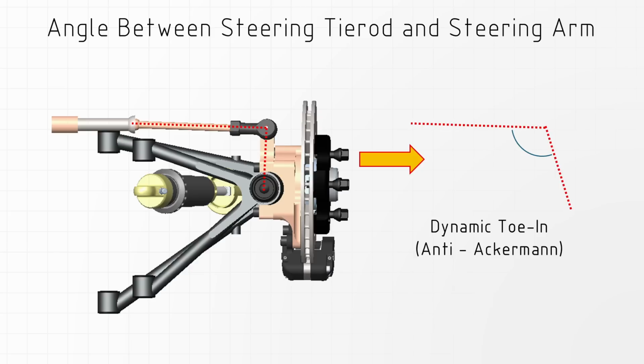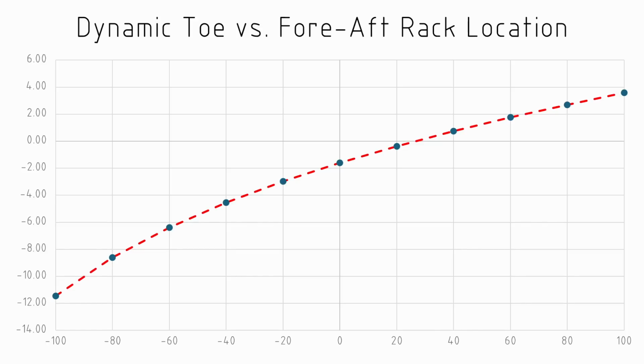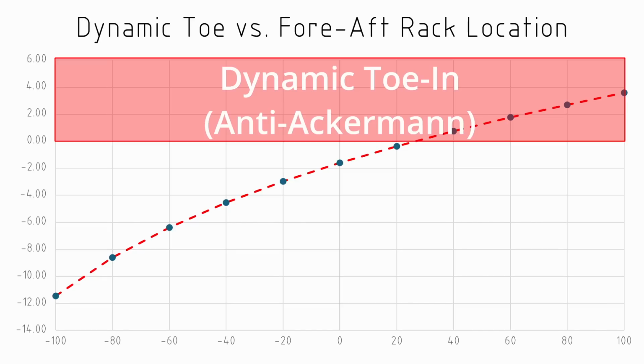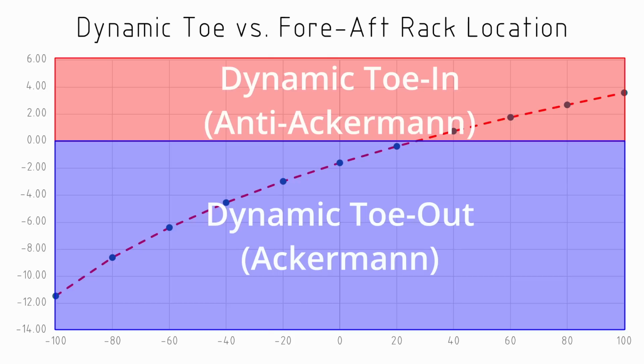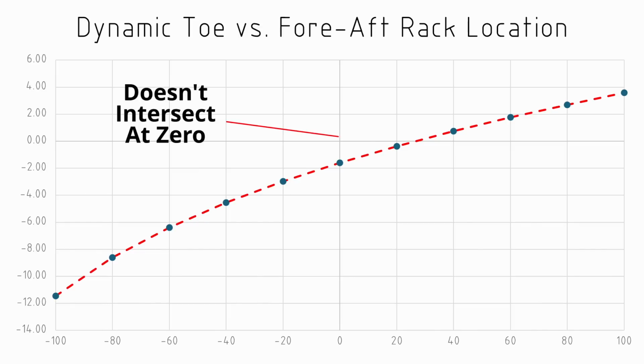So if we plot that dynamic toe versus the fore-aft rack location, then you'll see that as the rack moves forward, we have less Ackermann, or we have a positive dynamic toe, which is toe in. As we move it rearwards, we're going to see more dynamic toe out. You'll notice that this doesn't intersect at 0 because the design does have some angle on the steering arms already. So note these graphs are really references to the initial design.